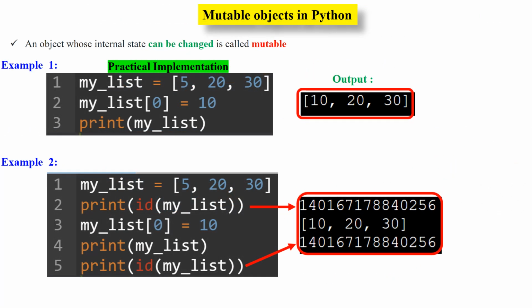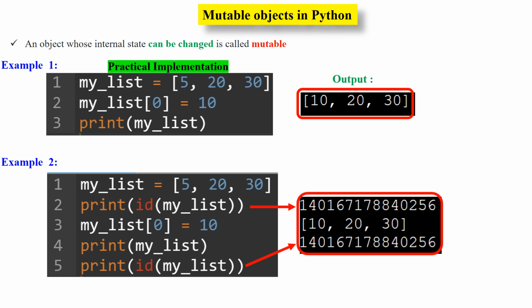An object whose internal state can be changed is called mutable. For example, we know that we can modify the contents of a list object. Now, look at example 1. The first line initializes a list called my_list with 3 elements, 5, 20, and 30. The second line modifies the first element of my_list by assigning the value 10 to my_list[0]. In Python, list indices start from 0, so my_list[0] refers to the first element of the list. Finally, the third line prints the modified list my_list.